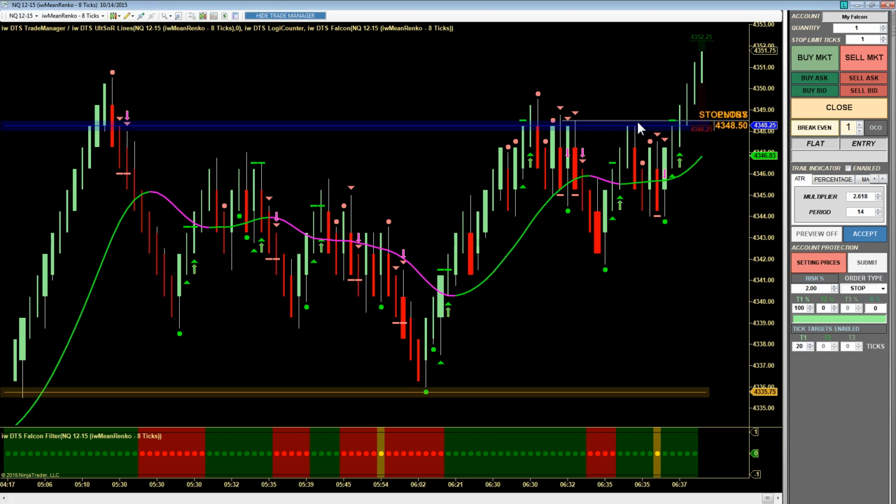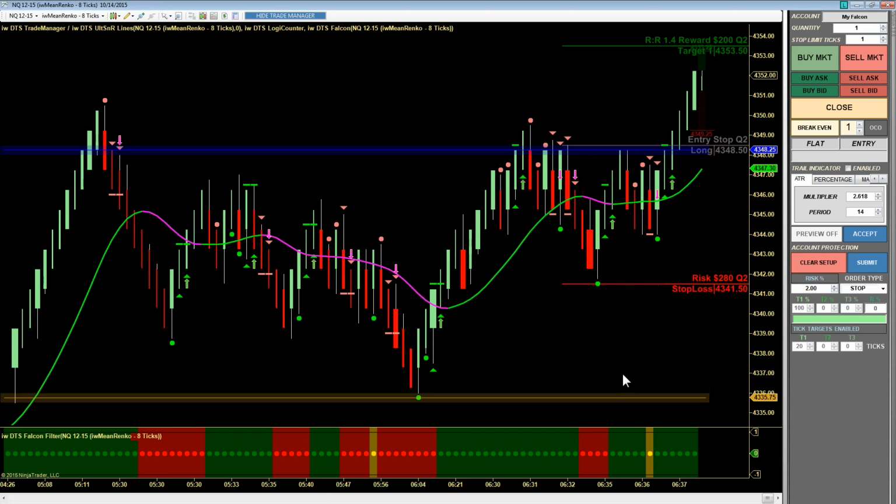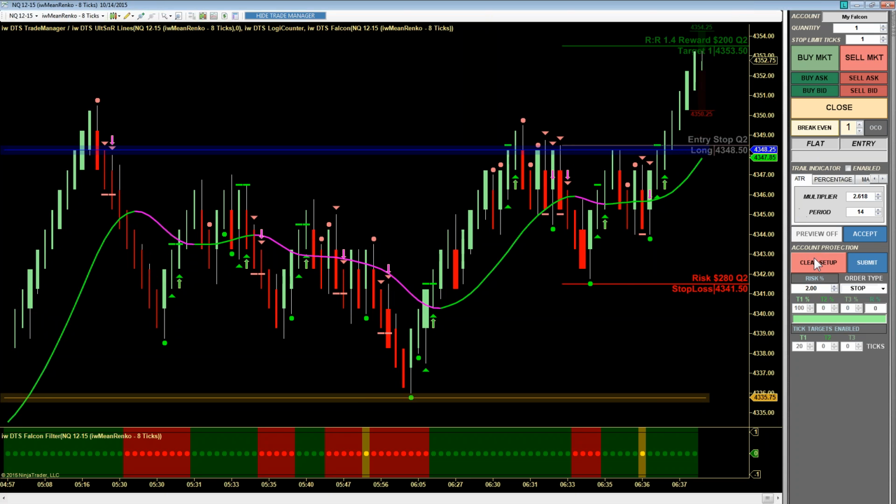That was actually a fairly strong signal. We could have set up to take it like that, and it looks like it's making a little bit of progress. I'll try to point out some of these signals as the session goes on.